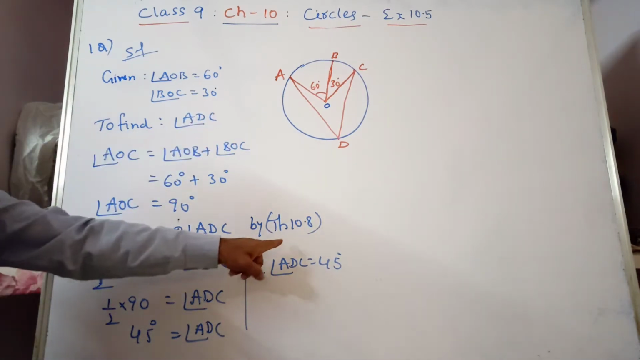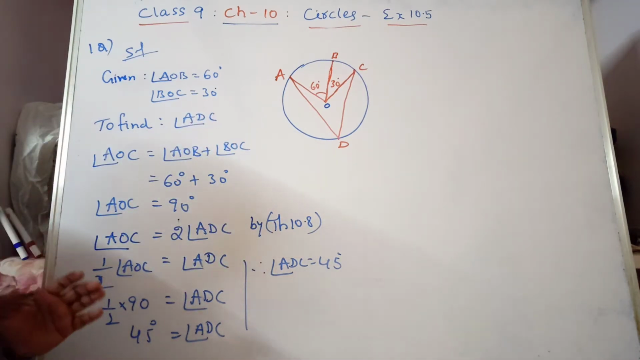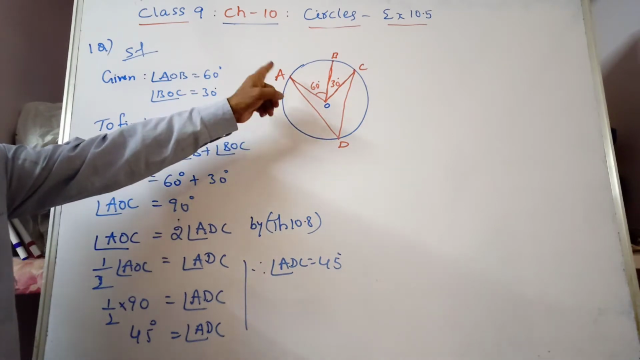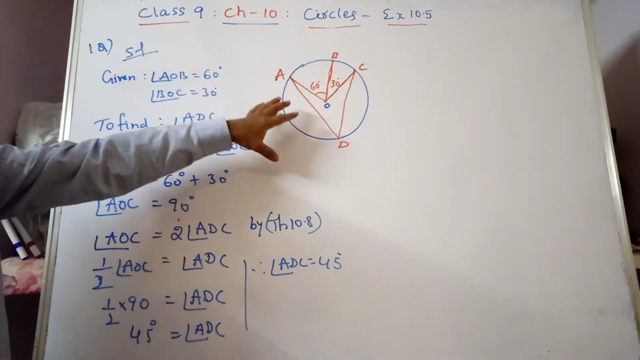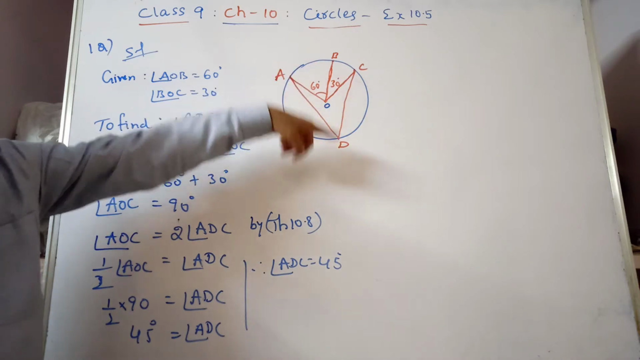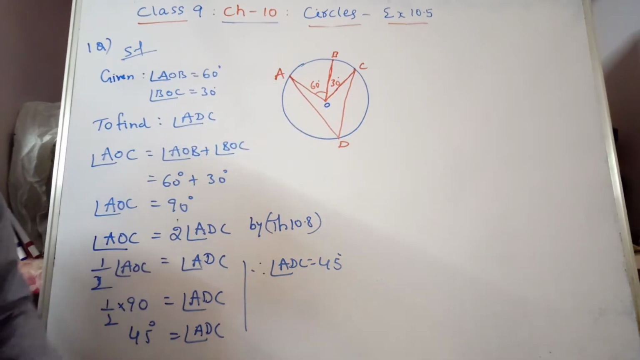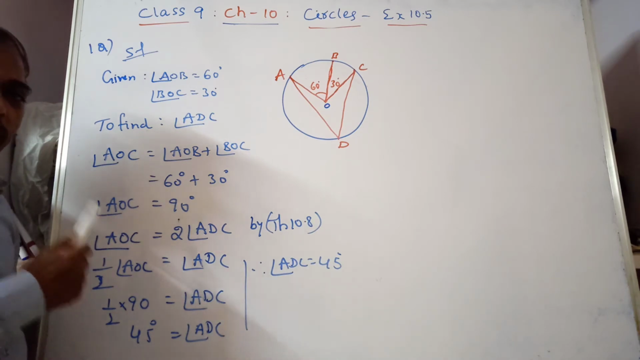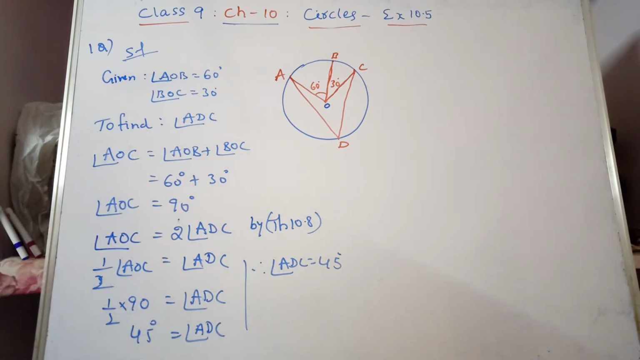For theorem number 10.8, you have to write the statement: the angle at the center is double the angle made by the same arc at any point on the remaining part of the circle, which is theorem number 10.8. I hope you understood.